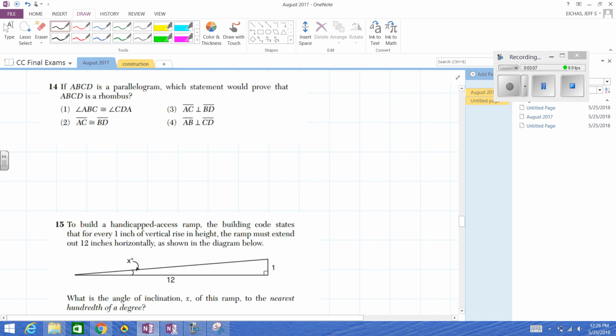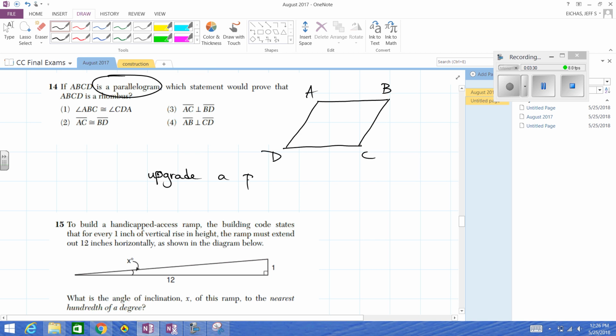All right, next. This is a problem we've seen a lot lately, and it's been troubling. What we've got to understand is, what are the properties of a parallelogram? ABCD is already a parallelogram. It's got all of the properties that a parallelogram would have. Now we want to upgrade a parallelogram, meaning add special features so that we get a rhombus.